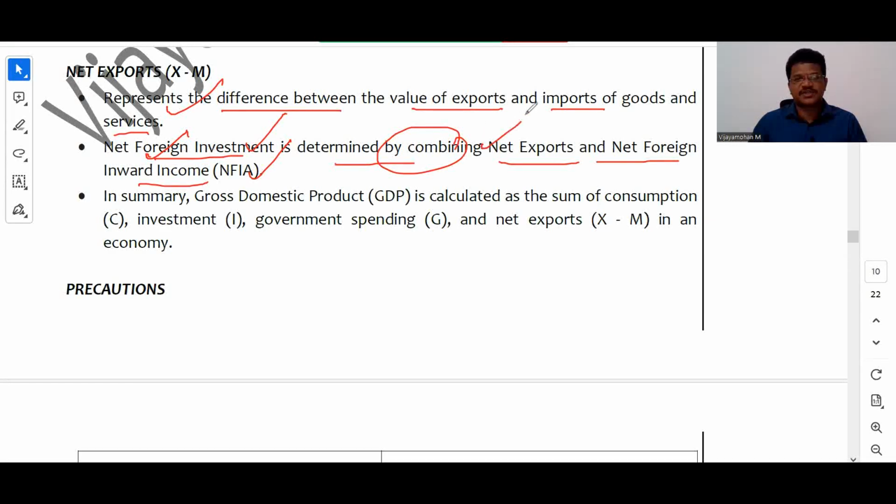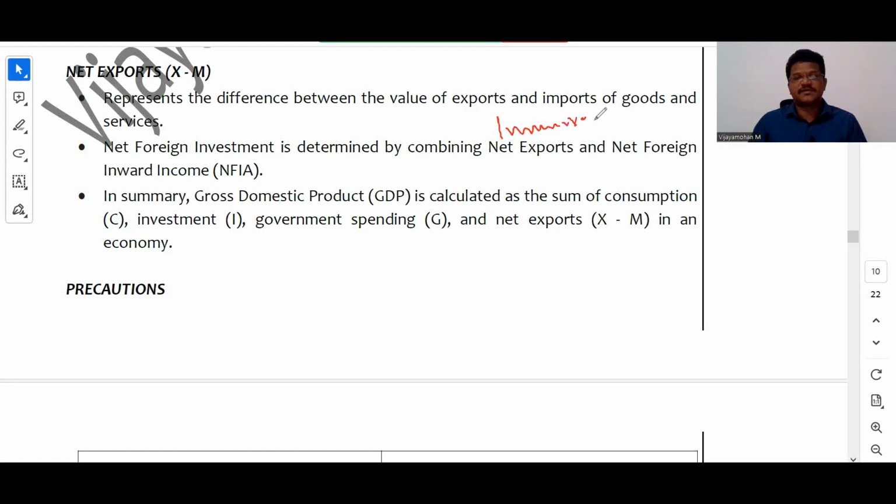It is not net exports actually. This is net investment ఇక్కడ నుంచి ఎంత వెళ్తుంది అండ్ నెట్ ఇన్వెస్ట్మెంట్, నెట్ ఫారిన్ ఇన్వర్డ్ ఇన్కమ్ ఎంత వస్తుంది. సో ఈ రెండు కాంబినేషన్ నుంచి మనం నెట్ ఫారిన్ ఇన్వెస్ట్మెంట్ వస్తుంది అనమాట, రైట్?